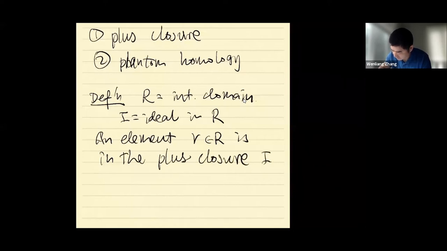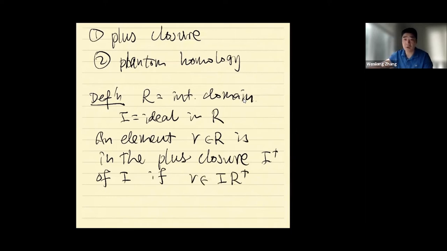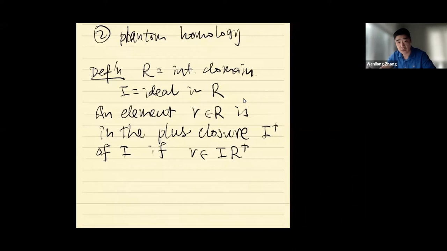So I plus of I, if R belongs to, if we go all the way to R plus. By now, I believe we all know what R plus is, especially after Thomas and Gennady's lecture. At least Gennady proved that R plus is a Cohen-Macaulay algebra in characteristic p. This is the integral closure of your R in the algebraic closure of the fraction field of R.